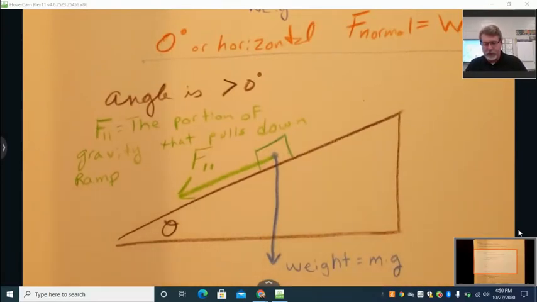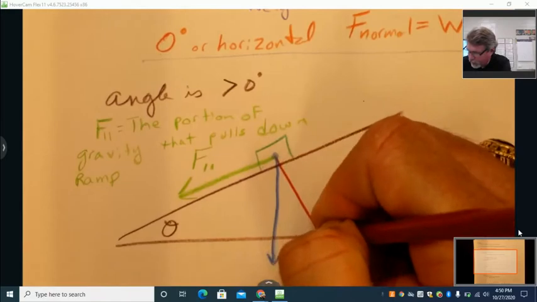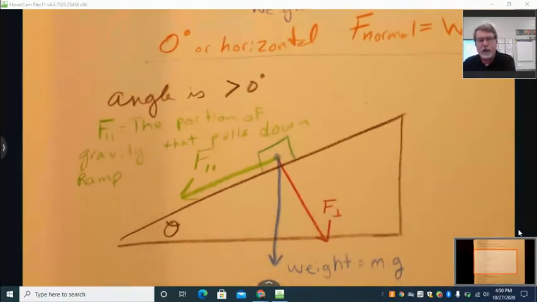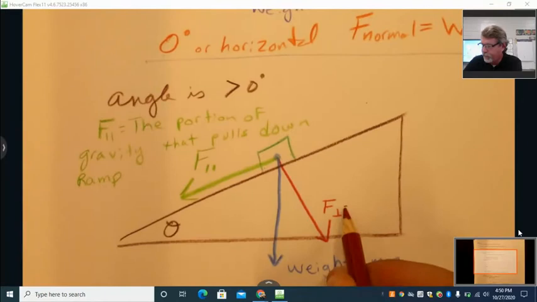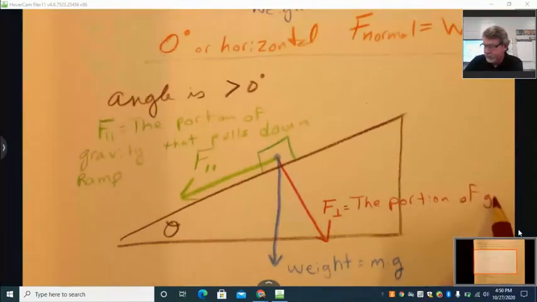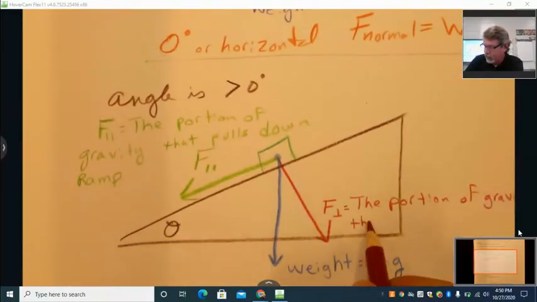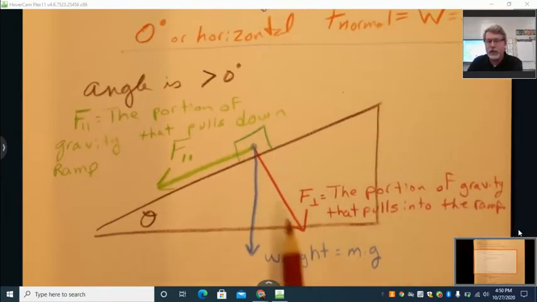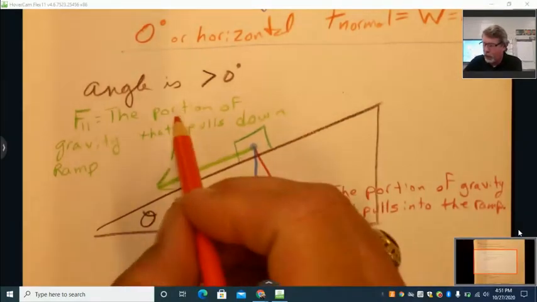Now, not only does gravity pull it down the ramp, it also pulls it into the ramp. So some of the weight pulls it into. This vector is called force perpendicular, and we label that little perpendicular symbol there. So force perpendicular is the portion of gravity that pulls into the ramp. So some of gravity is pulling it into the ramp, and some of gravity is pulling it down the ramp. A better word than portion would probably be the component.